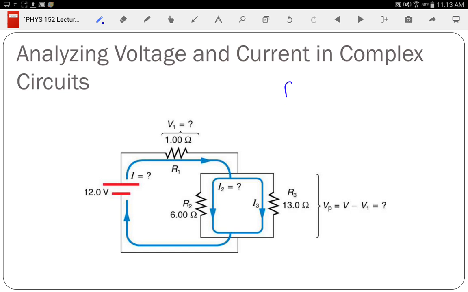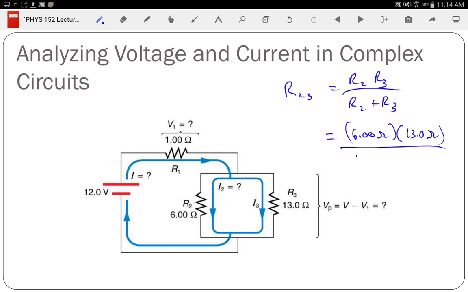R2 and R3 should be able to be combined into one resistor. So using the equation for adding 2 resistors in parallel, I have an equivalent resistance that I called R23 that's equal to 6.00 ohms times 13.0 ohms divided by 6 plus 13, which is 19.0 ohms. 6 times 13 is 78. 78 divided by 19. Since 19 is a prime number, I don't know.